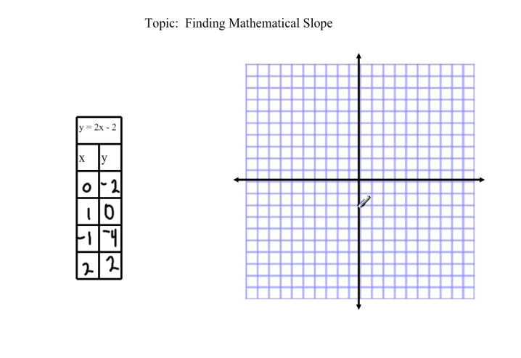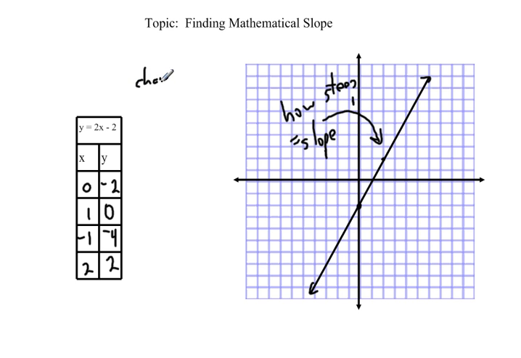Let me plot a couple of these back in here and put the line back in. Got close. There we go. So here's what the line would look like. Now when you're finding mathematical slope, what you're finding is this, the steepness of this. How steep that is equals slope. Now there's a couple of formulas for this. I like to just call that the change in y over the change in x.